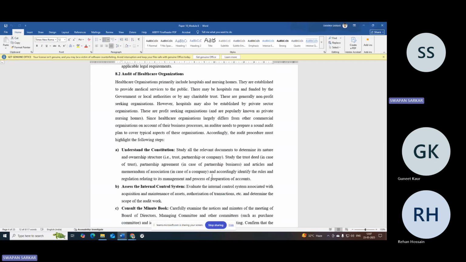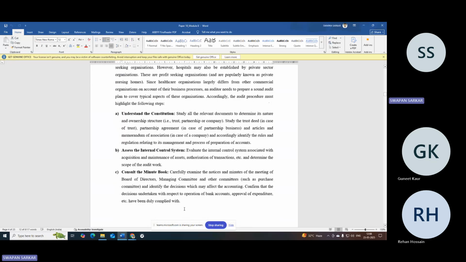And accordingly identify the rules and regulations relating to the management and process of preparation of accounts. Assess the internal control system. Evaluate the internal control system associated with acquisition and maintenance of assets, authorization of transactions, etc., and determine the scope of the audit work. Then consult the minute book.